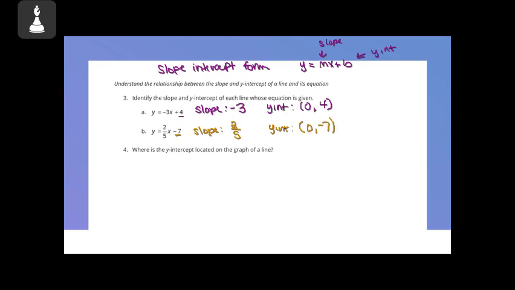So we basically already talked about the answer then to number 4. Where is the y-intercept located on the graph of a line? This is going to be a point on the y-axis. So you have your coordinates here. Your y-intercept is where your line is going to cross this y-axis. Okay?